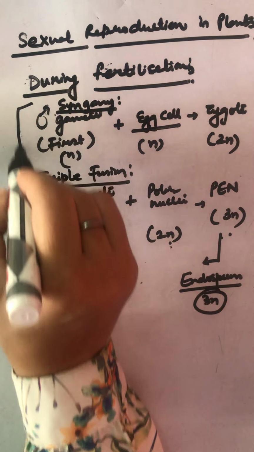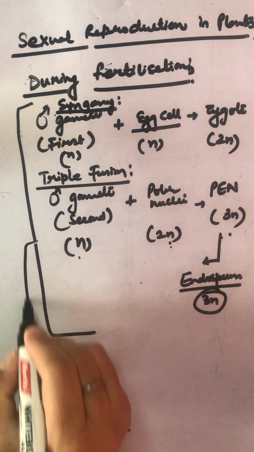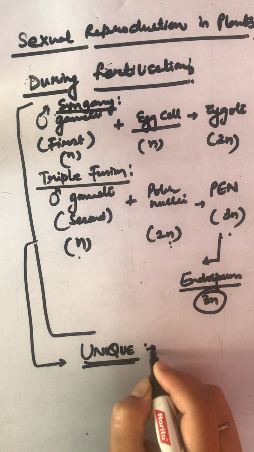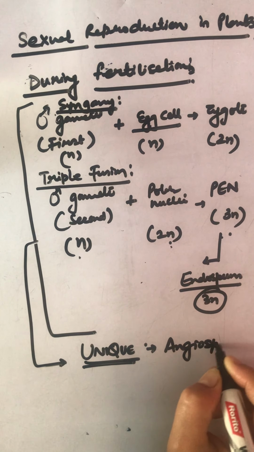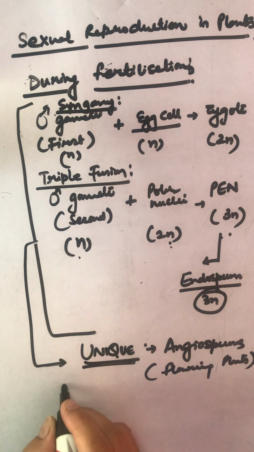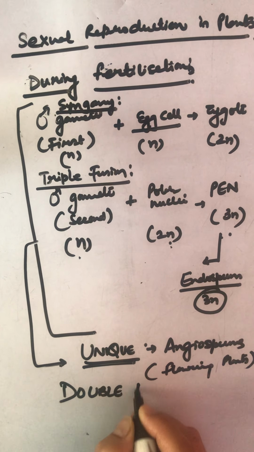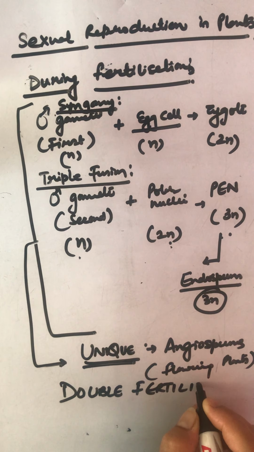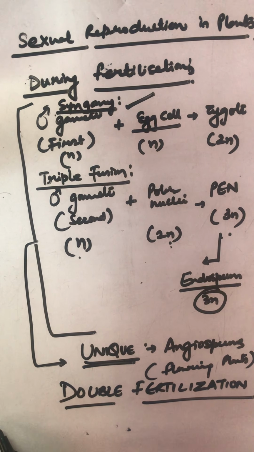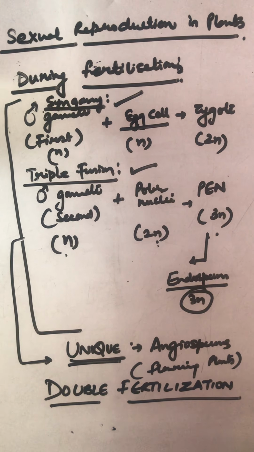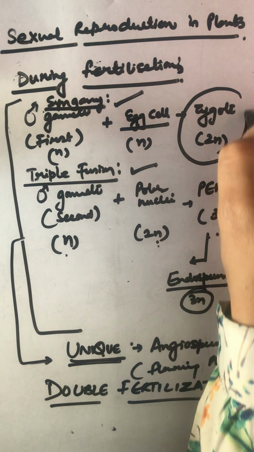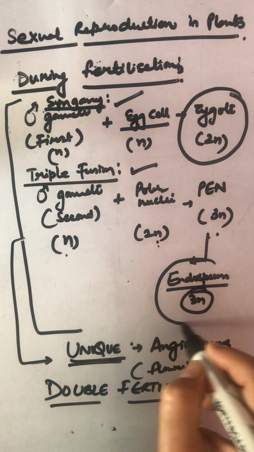Okay, so what is this fertilization known as? This is a unique phenomenon in angiosperms, that means all the flowering plants, and is known as double fertilization, because first is syngamy which is taking place, second is triple fusion which is taking place, therefore it is known as double fertilization. And what is formed in this fertilization? A zygote as well as an endosperm.